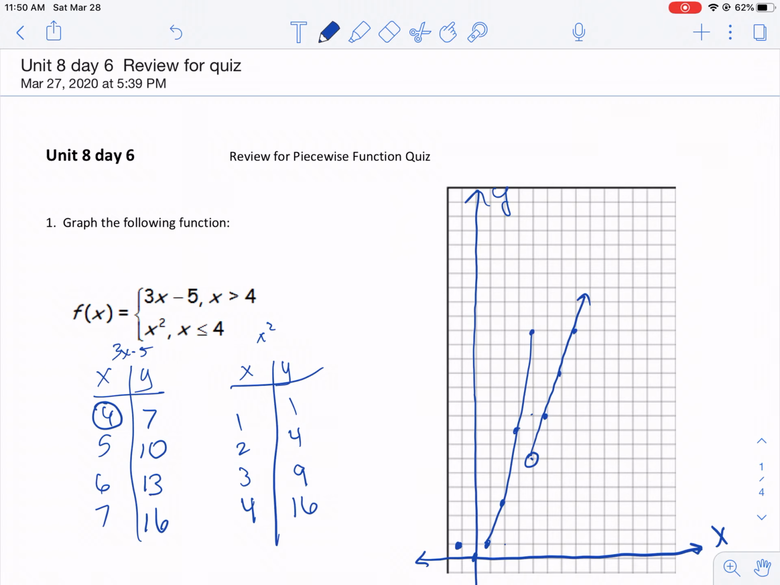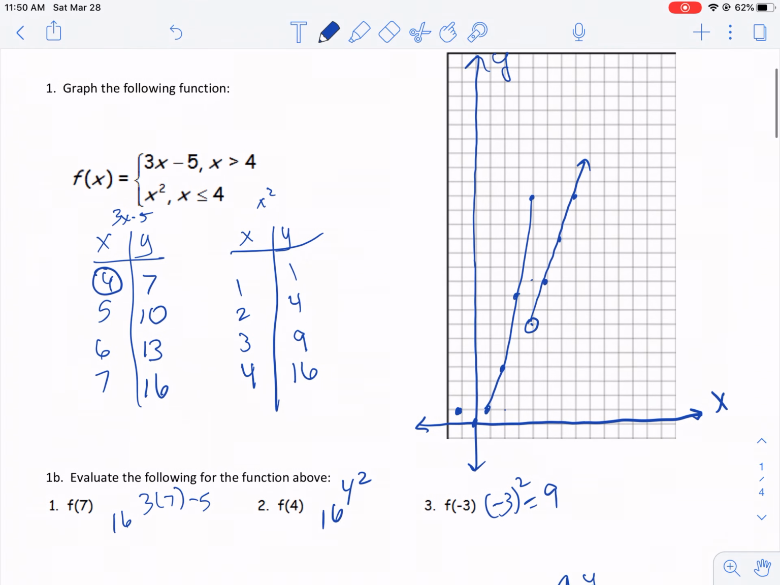So we edited the unit a bit and took out day 5. So day 6 was supposed to be a review for a short quiz. You're not going to get the quiz, but it doesn't hurt to do the review. So I've already done it. I'm going to kind of go through and just make some comments on it.